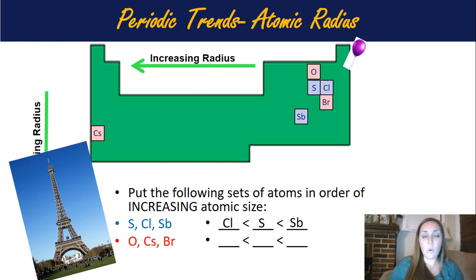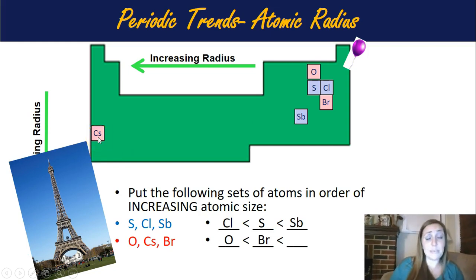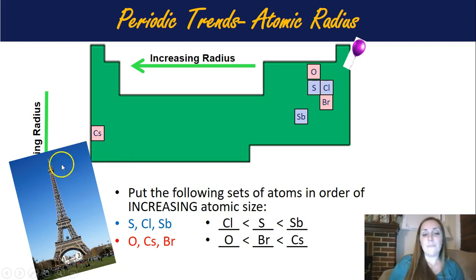So if I'm going to put these in order, the smallest one is going to be the one that's closest to helium, which is oxygen. Bromine is then the next biggest, and cesium, since that's right next to francium, that's a pretty darn big atom. For this list here, cesium would be the largest.